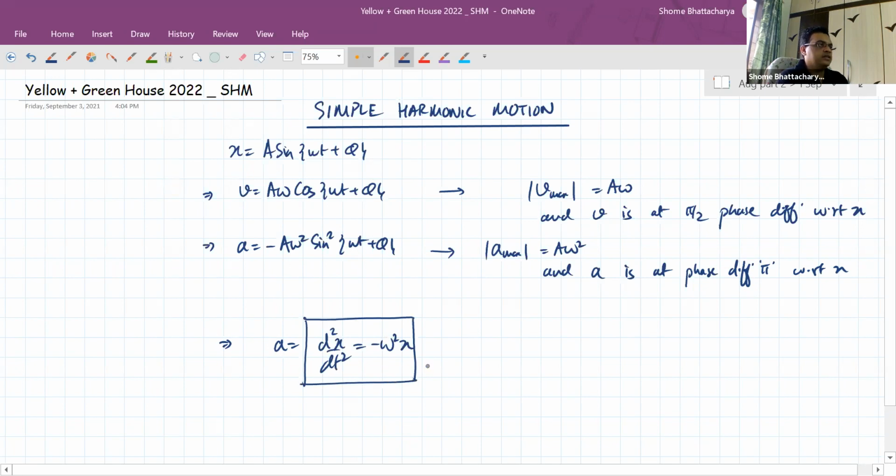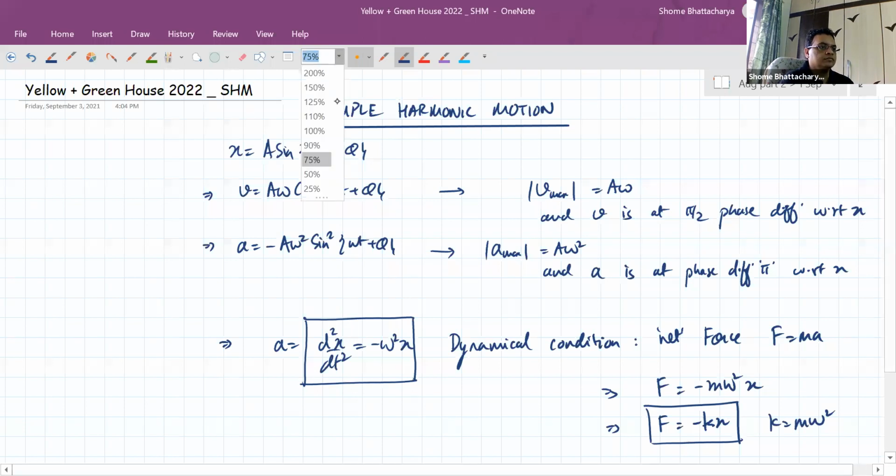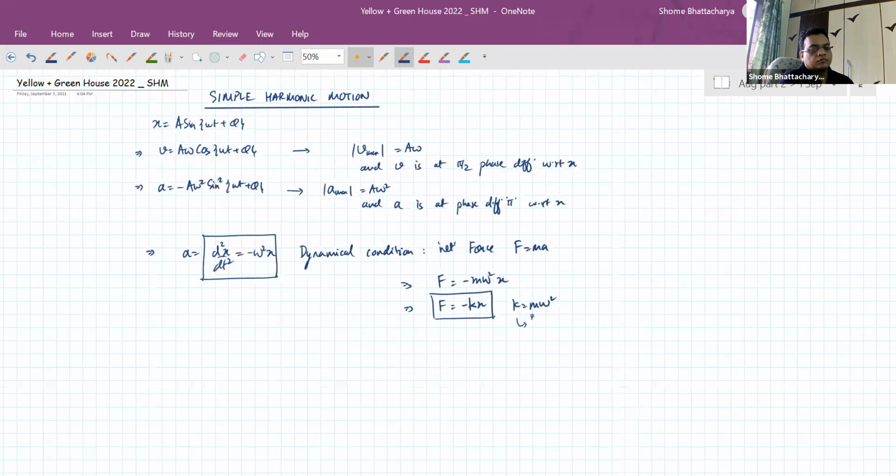So this is what we then defined as the dynamical condition for SHM, that the net force F is equal to ma. So that net force is minus mω²x, or we can write it as minus kx, where k is called the force constant. It has a dimension of force per unit length, just like spring constant.